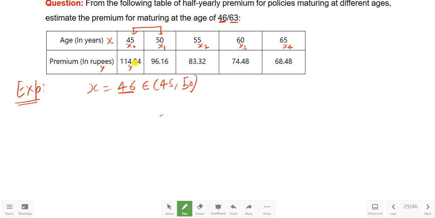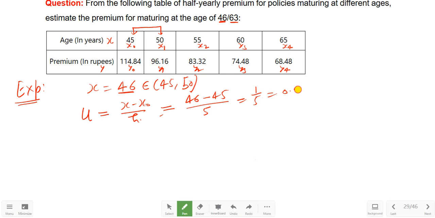So corresponding to the x arguments, the y values are denoted by y0, y1, y2, y3, y4. In that case, first of all compute the value of u, which is equal to (x minus x0) upon h, where h is the interval difference. Here x is 46, x0 is 45 and the interval difference h is 5. So this is 1 upon 5, which is equal to 0.2. So the value of u is equal to 0.2.